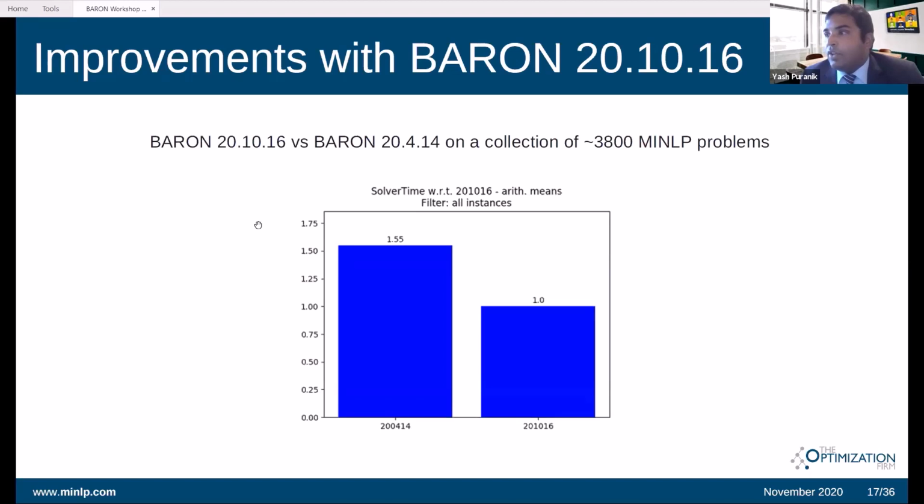The same statistic on this collection shows that we've actually made even stronger improvements on MINLP problems. I guess that's an indication that even within a period of 6 months, we're able to achieve a significant improvement, and that's just the process we've kept iterating for the last 30 years that allows BARON to achieve the level of performance it does today.